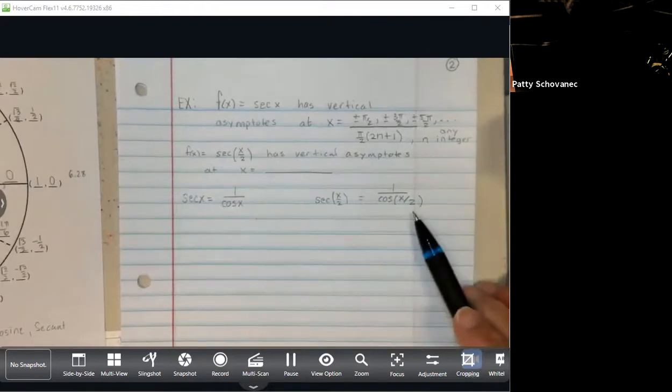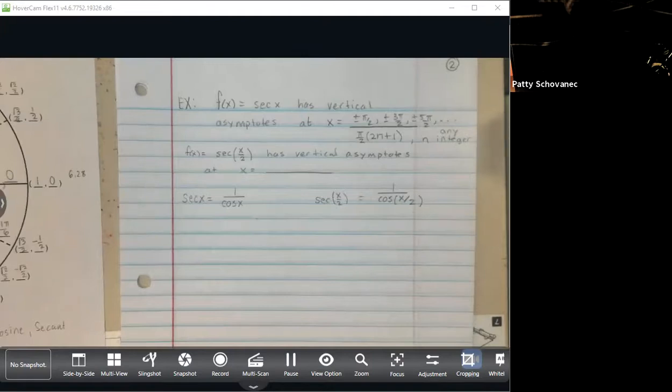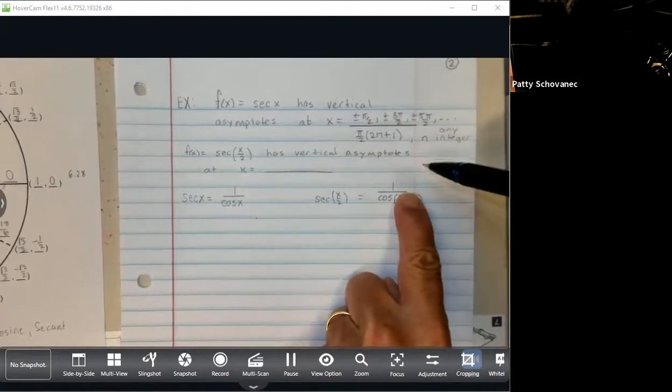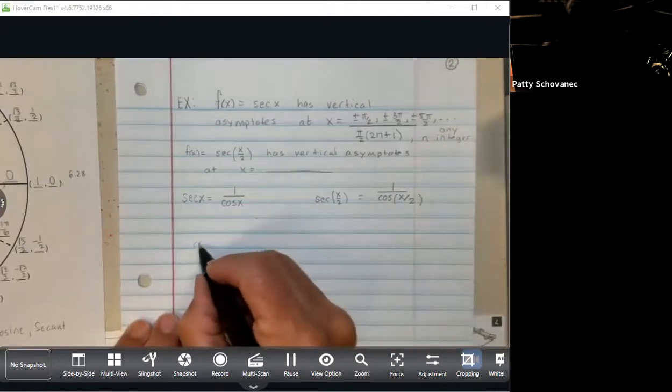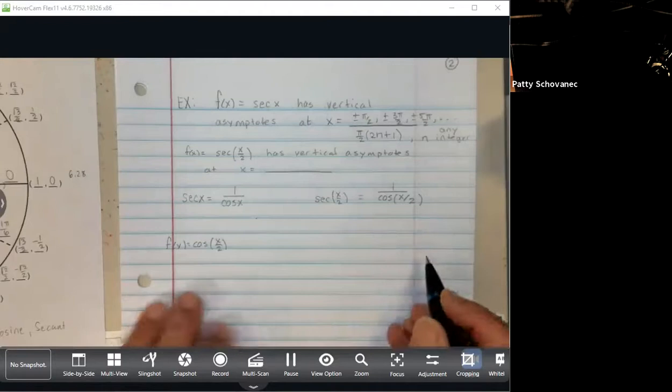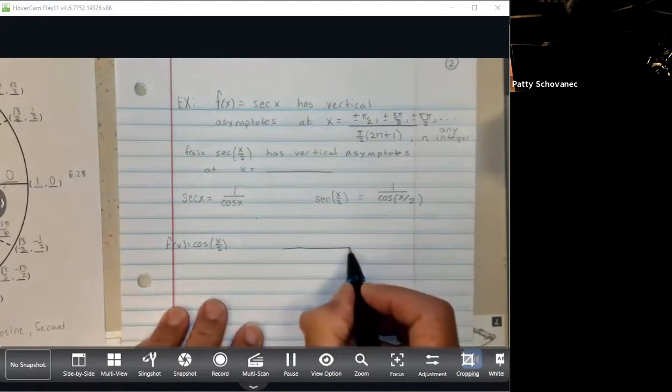So what does dividing by 2 do to the period length of the cosine curve? It makes it longer now. Instead of having a period from 0 to 2 pi, cosine of x over 2 has a period from 0 to what? 4 pi. So what number has to go in here to make that equal to 0? Well, let's just draw the cosine of x over 2. The cosine of x over 2, you said, has a period of 4 pi.